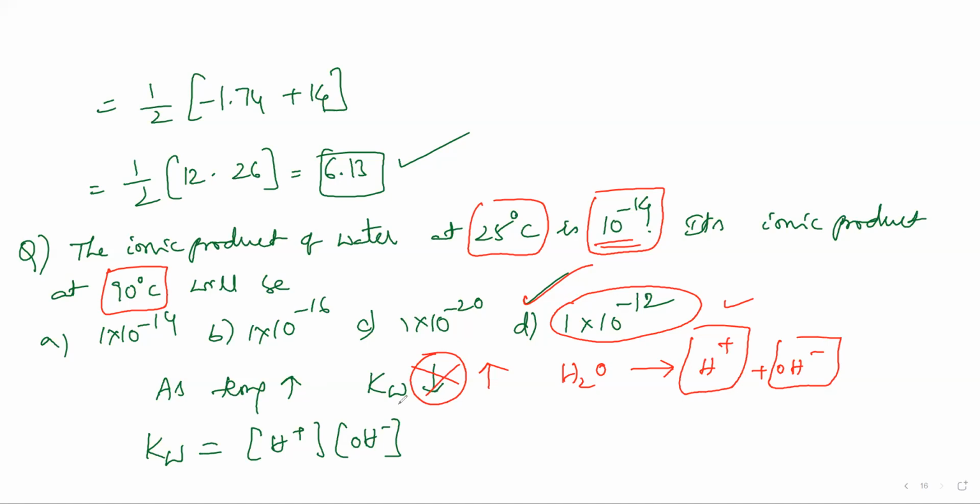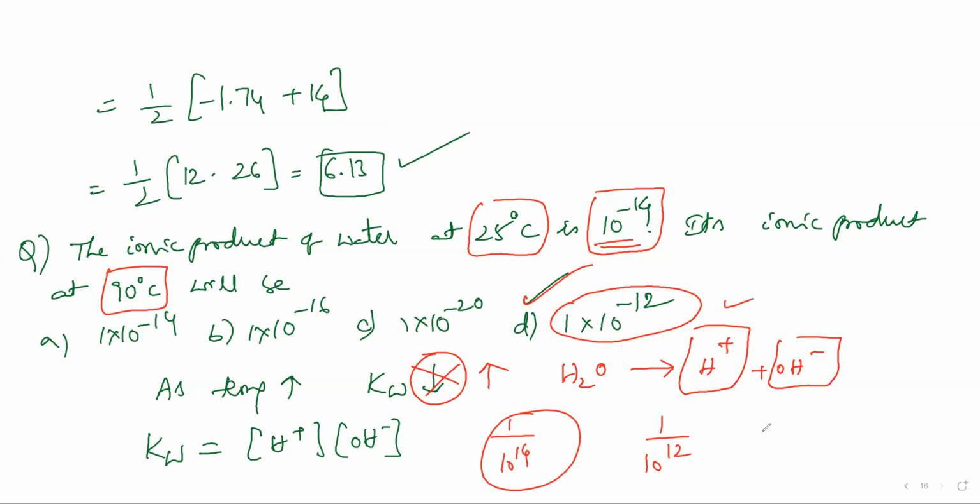So in that case again the option will be same, but it's not a lower value, it is a higher value. 10 power minus 12 is more than 10 power minus 14. So this is how you should think. 10 power minus 14 means 1 by 10 power 14. Understood? 10 power minus 12 means 1 by 10 power 12. So who will give you more value?